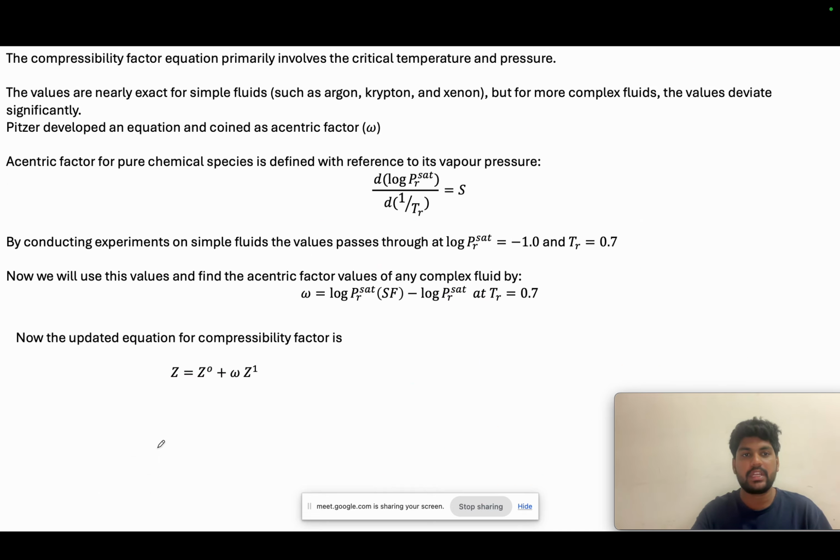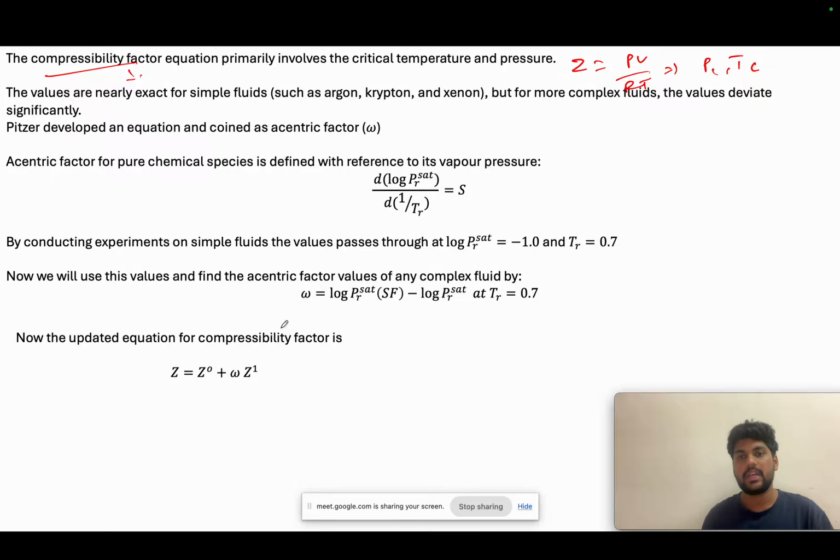So once we know the virial equations, and then we have the compressibility factor. We all know that the compressibility factor equation primarily involves the critical properties. See, if I say Z equal to PV by RT, where it mostly deals with the critical pressure and critical temperature, the values are nearly exact for simple fluids such as argon. So basically why we are doing this was, if you have ideal gases, we have the PV equal to RT equation, which will be helpful for all the gases.